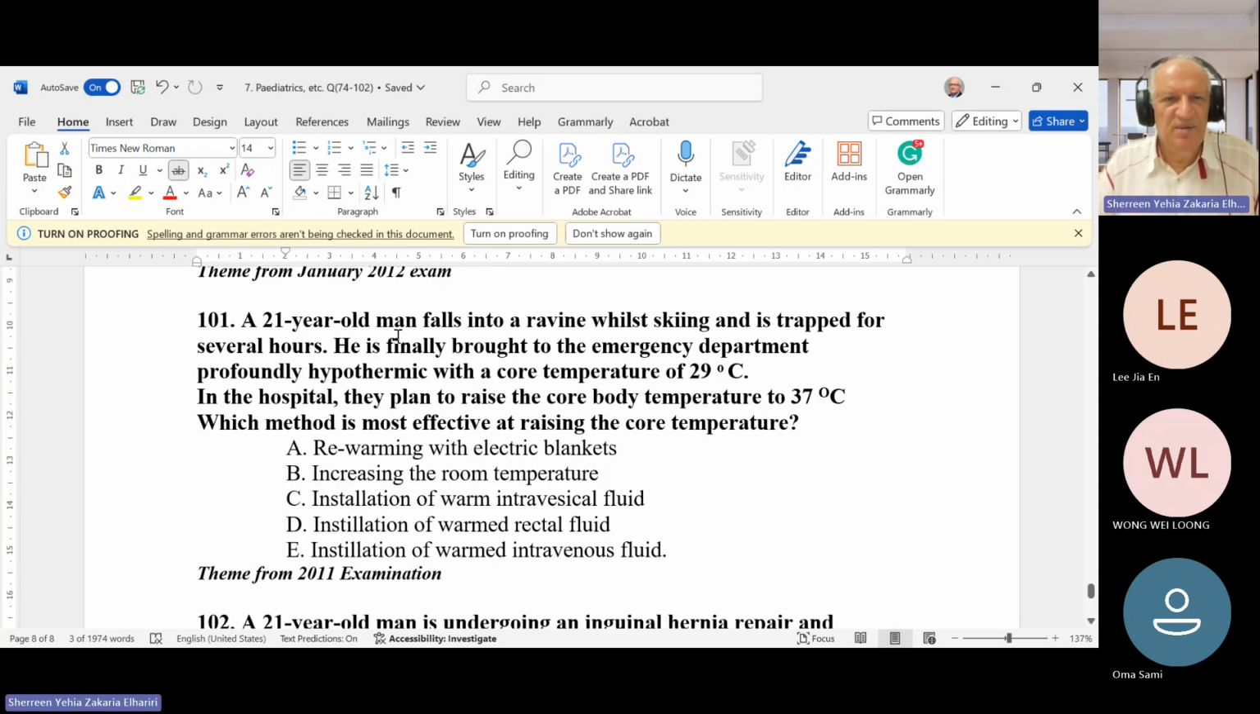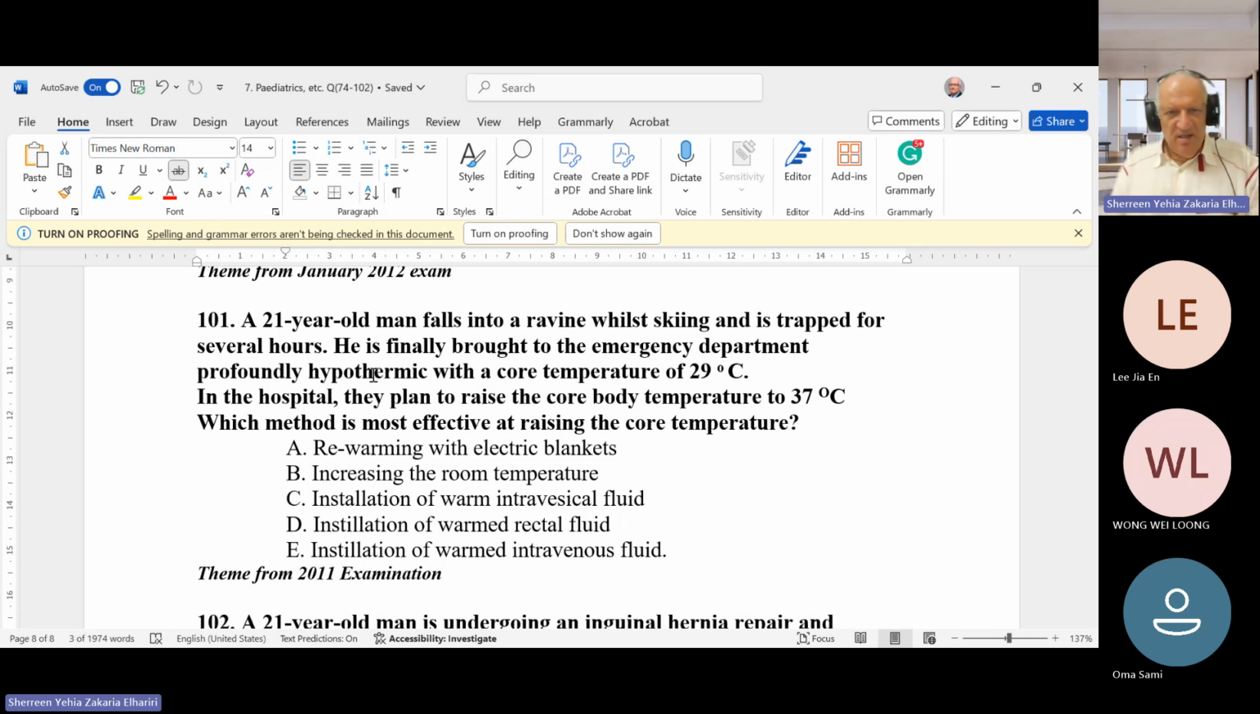Next question: a 21-year-old man fell into a ravine while skiing and was trapped for several hours. He is finally brought to the emergency department, but found hypothermic. This is the second topic, hypothermia. It's a very common question. The patient has hypothermia, core temperature 29 degrees centigrade. In the hospital, they plan to raise the core temperature to 37 degrees centigrade. What is the most effective method of raising the core temperature?